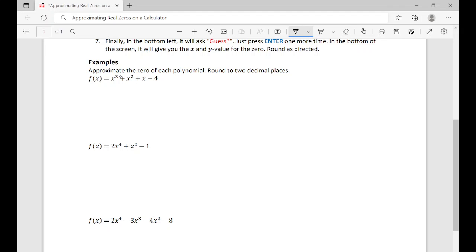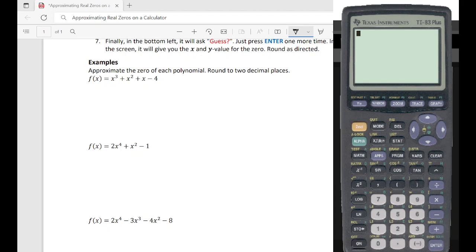So here we have the function f of x equals x cubed plus x squared plus x minus 4, and we're going to find the 0 of each polynomial and round to 2 decimal places. So what we're going to do first is we're going to take our calculator and plug our function into it. So we go to y equals, and we plug in x cubed plus x squared plus x minus 4. It's clearly typed in correctly. Then we're going to hit graph to make sure it shows up. And it does, and it crosses right here. So we have our 0.